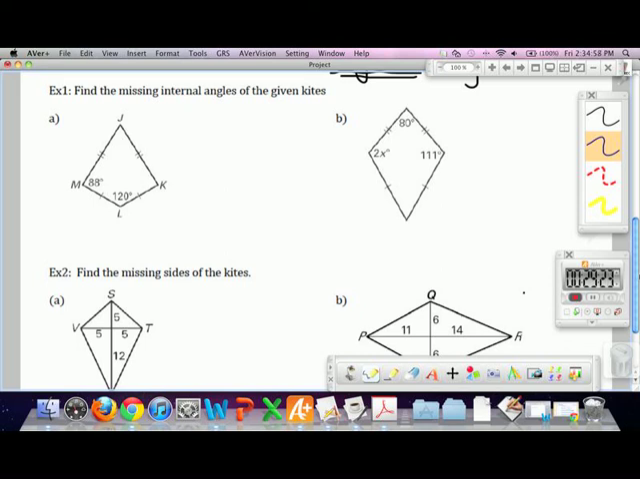Like, for example, if I give you this, which one of these angles should we know right off the bat? K. We should definitely know K just from the information given, because K is the angle between the two sides that are different. So K needs to be the same measure as M. So angle K is 88 degrees. And if you know those three, then you can find J for sure. How would we find J?